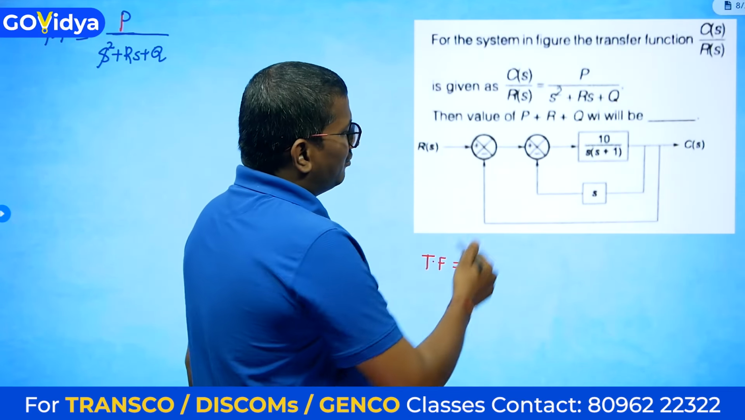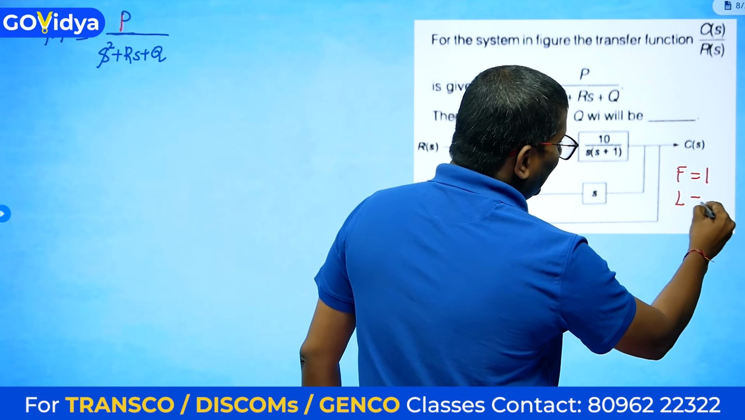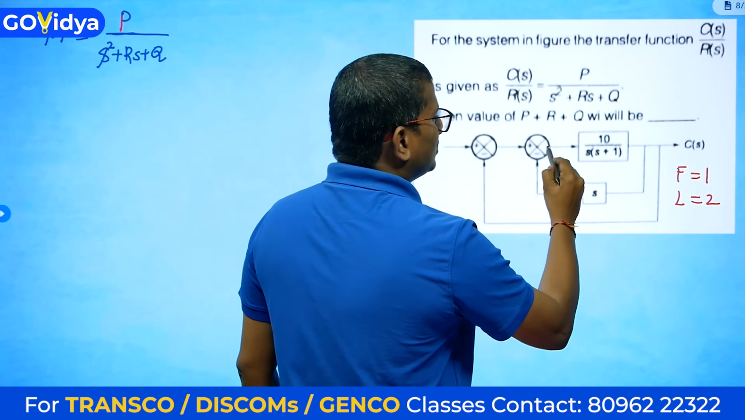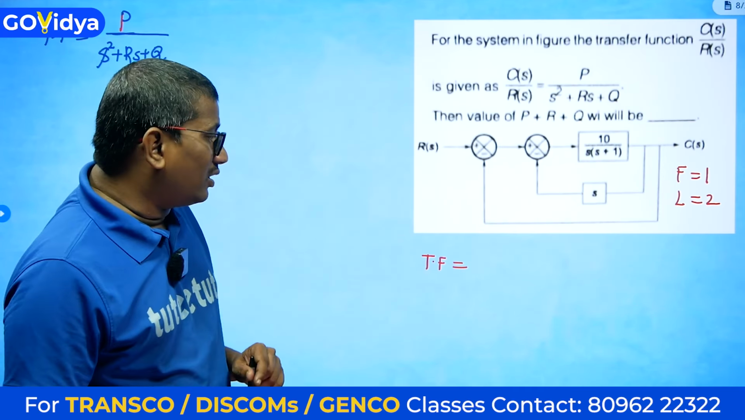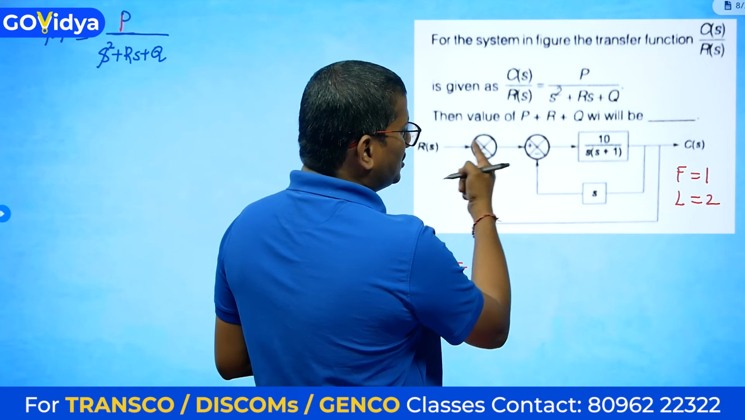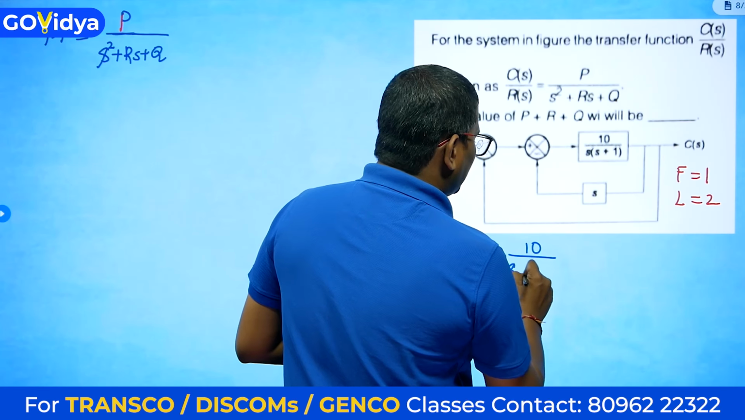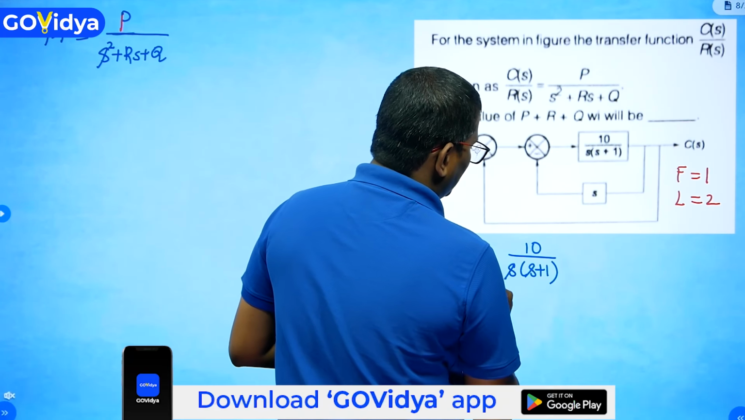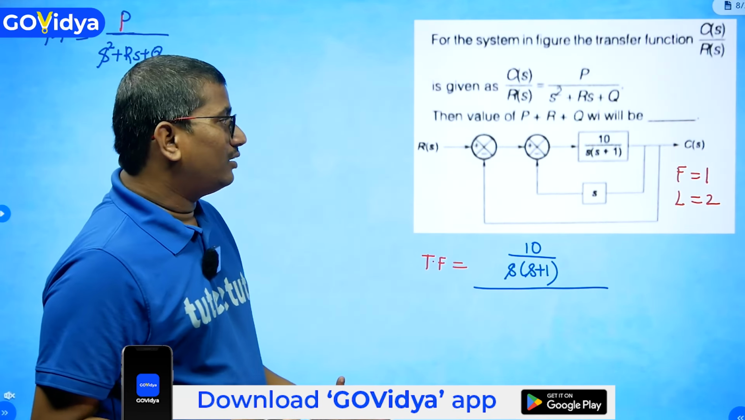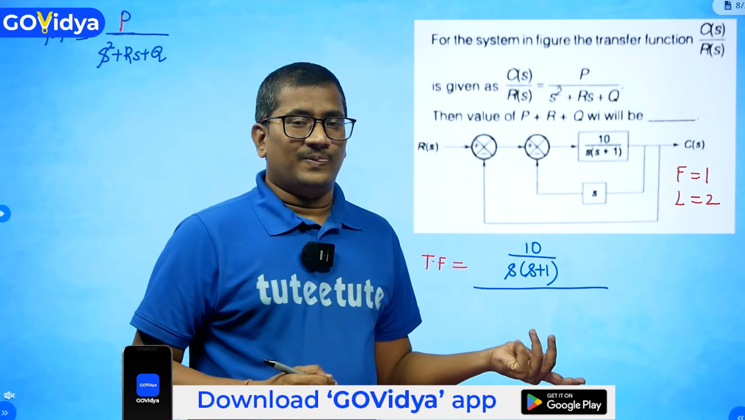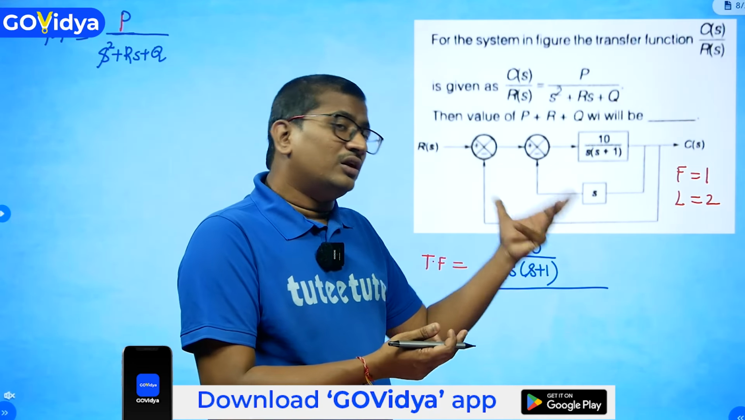Correct only, na? So the number of forward paths is 1. Number of loops, how many? It is 2. You see here, this is one small loop and this is one big loop. For the first forward path, what is the gain? Both are positive only. So the gain is 10 by S into (S plus 1). Now how many loops are there? 2 loops. Both are negative feedback. Both are touching only, so there is no concept of 2 non-touching or 3 non-touching loops here.